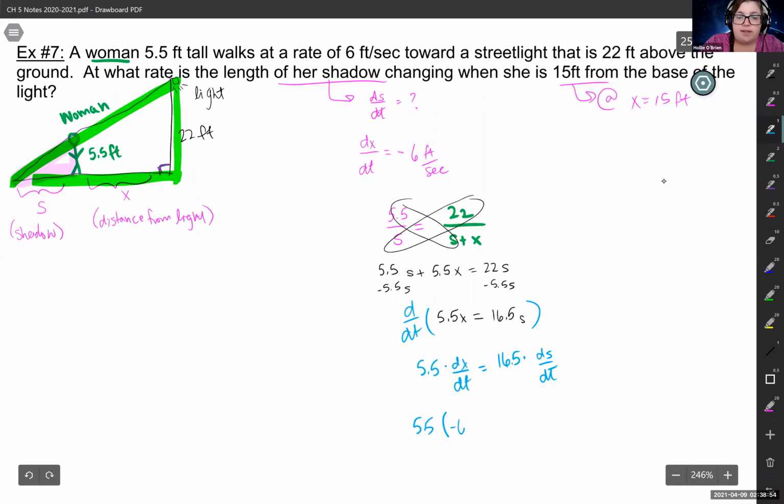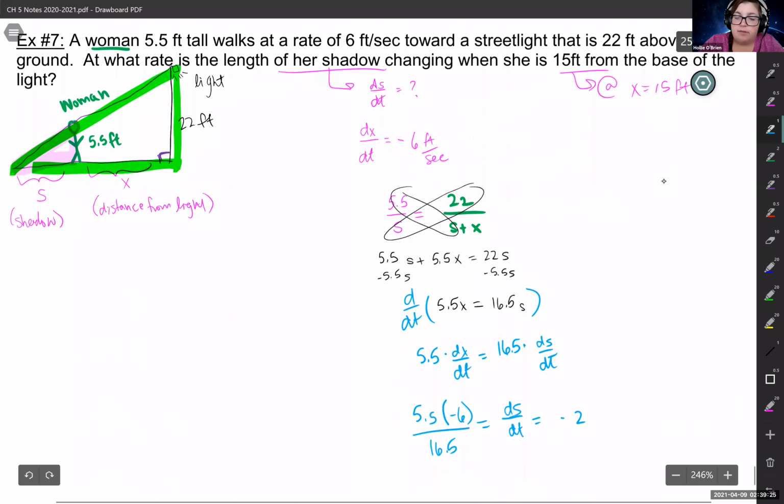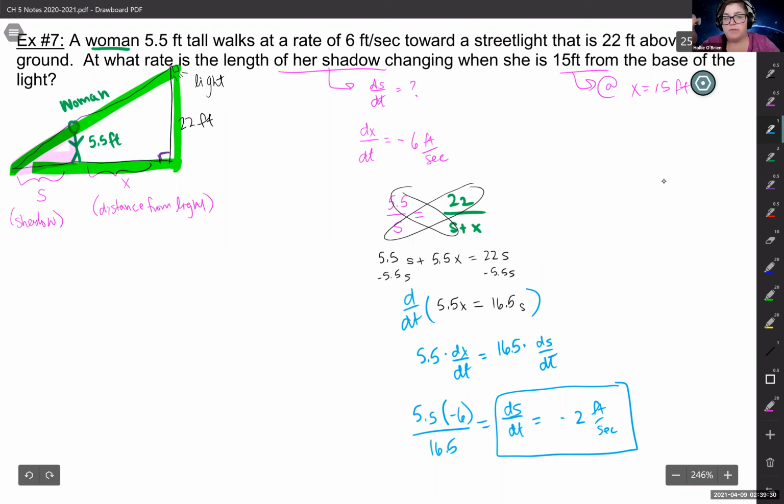5.5 times -6. I'm just going to do it in one go. 5.5 times -6 all over 16.5 is going to be ds/dt. I divided both sides by 16.5. So let's see, 33 divided by 16.5. Oh, that's 2. Okay. -2 feet per second. And if you forgot the units, just look back in the problem: feet per second.